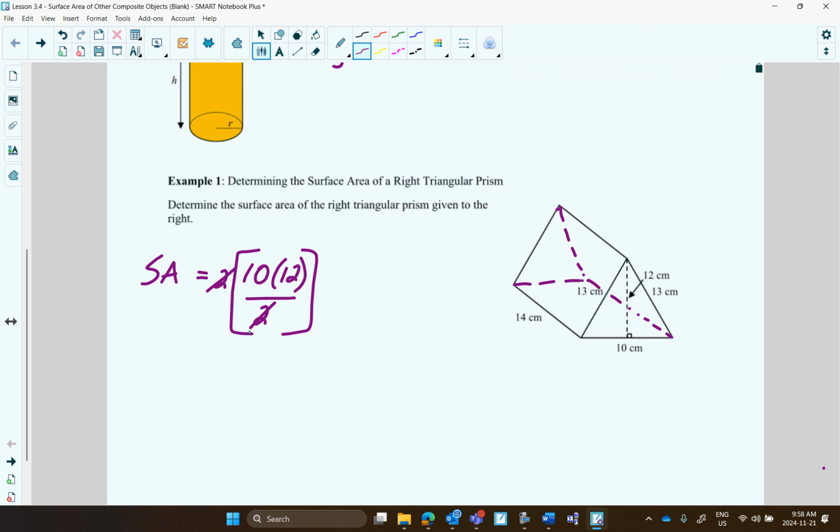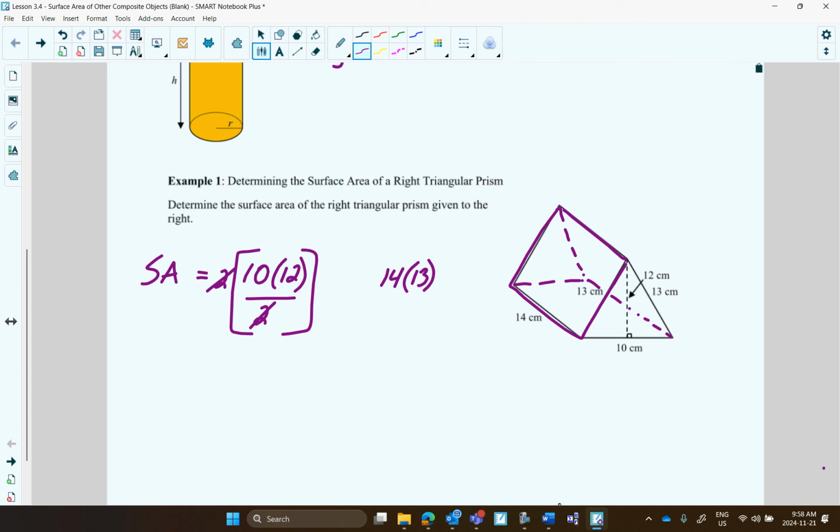So I've done the triangles. What about the rectangles? Let's look at this one. What's the length and width of this one? Length is 14, width is 13. So this will give me the area of one of them, right?